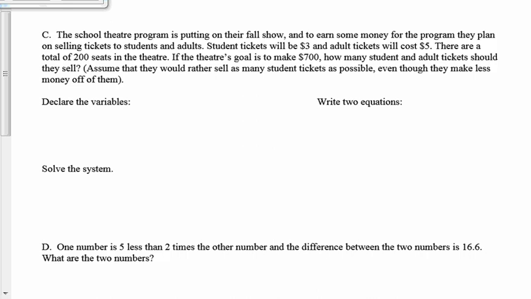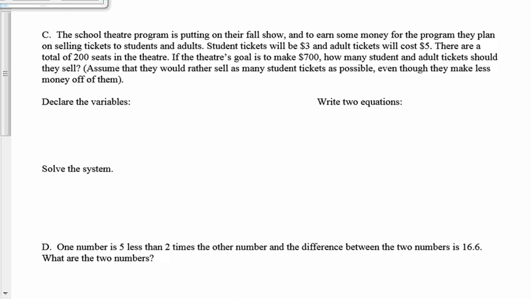And we need to assume that they would rather sell as many student tickets as possible, even though they make less money off them. So your answer for this one can't just be, oh, well, we'll just sell as many adult tickets as we can to get to 700, because they do want to sell tickets to the students as well. So it's not that easy.